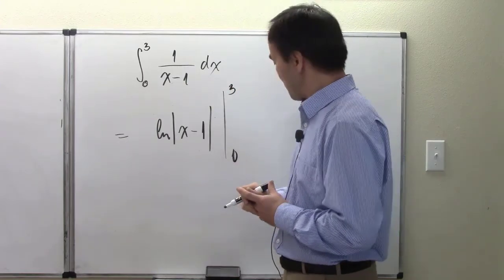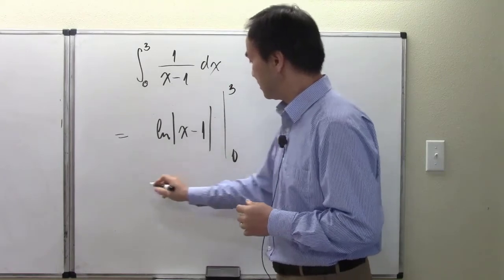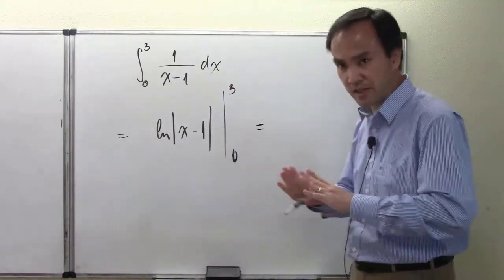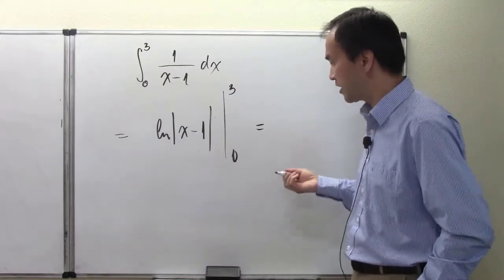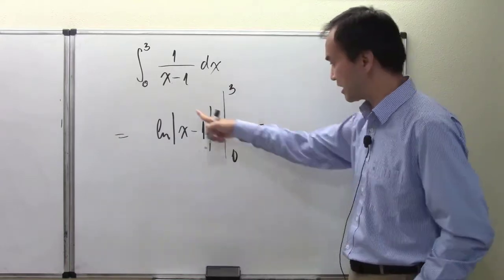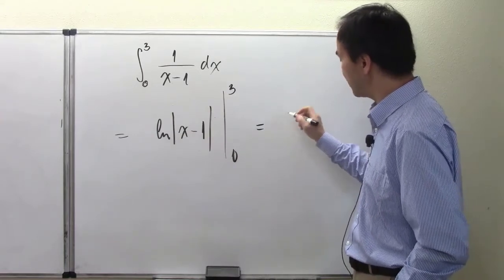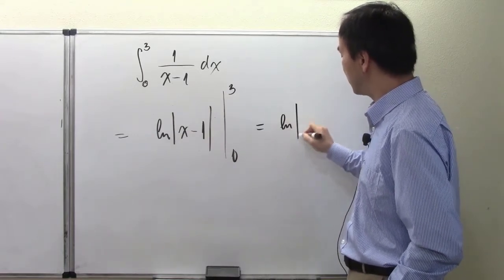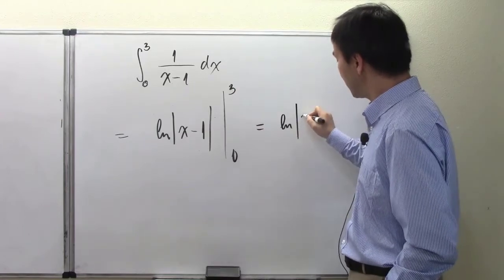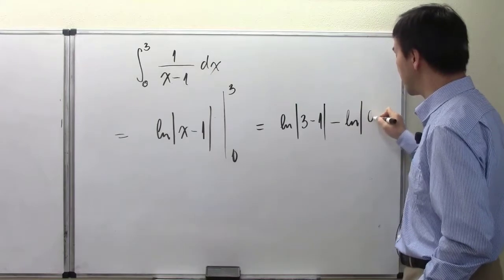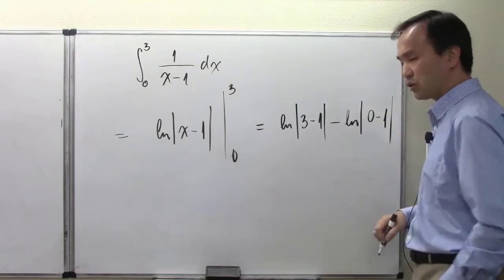Okay, and so now in the next step everything seems fine. We keep turning out good results, and it's natural log of the absolute value of x minus 1. So here what I have is the natural log of substituting 3 in there, we have 3 minus 1 in absolute value, minus the natural log of 0 minus 1 in absolute value.